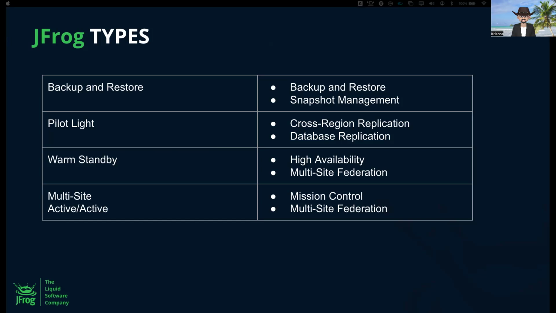In a warm standby setup, a scaled down version of your full system runs in standby mode, ready to scale up in case of a failure. HA provides a similar setup within the same region, and multi-site federation allows multiple Artifactory instances to synchronize and serve as backup sites that can be quickly scaled up in case your primary site goes down.